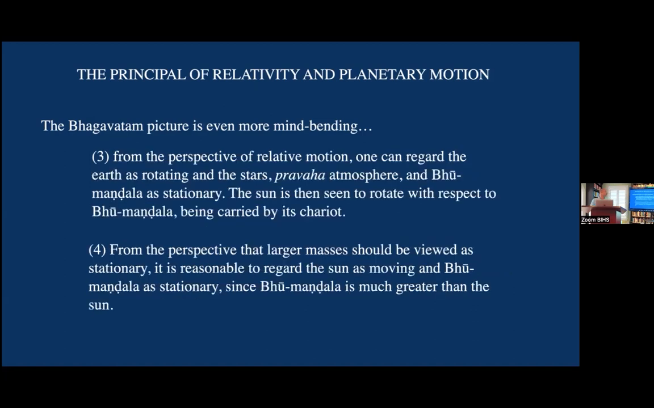From the perspective of relative motion, which we're talking about, one can regard the Earth as rotating and the stars, Pravaha atmosphere, in the Bhumandala as stationary. Okay, in that picture, the sun is then seen to rotate with respect to Bhumandala, being carried by its chariot. From the perspective that larger masses should be viewed as stationary, it's reasonable to regard the sun as moving and Bhumandala as stationary, since Bhumandala is much greater than the sun.